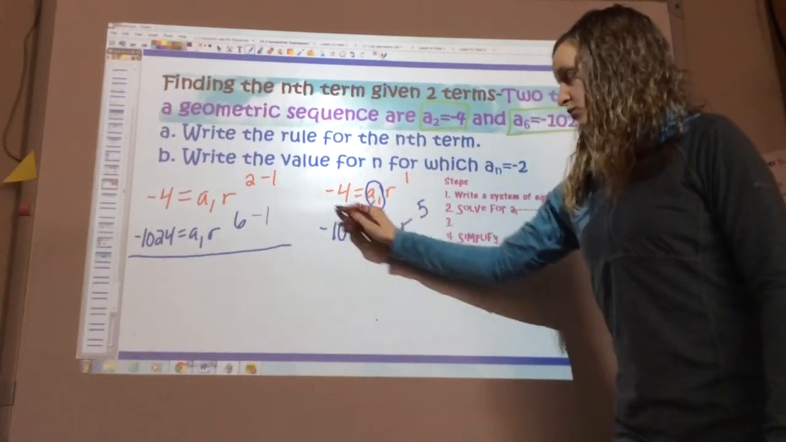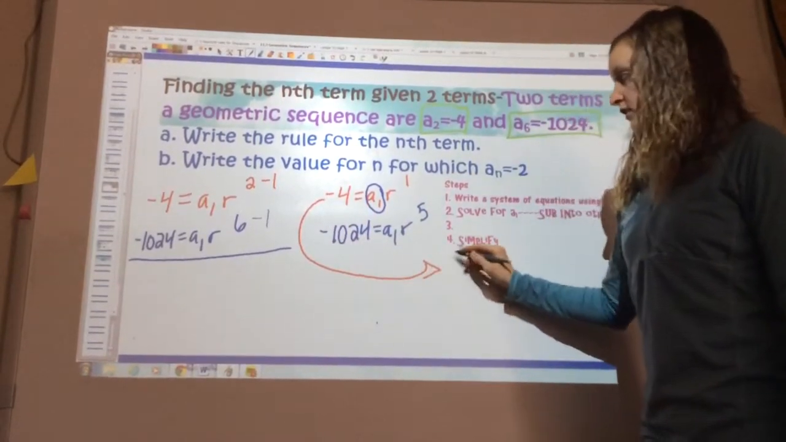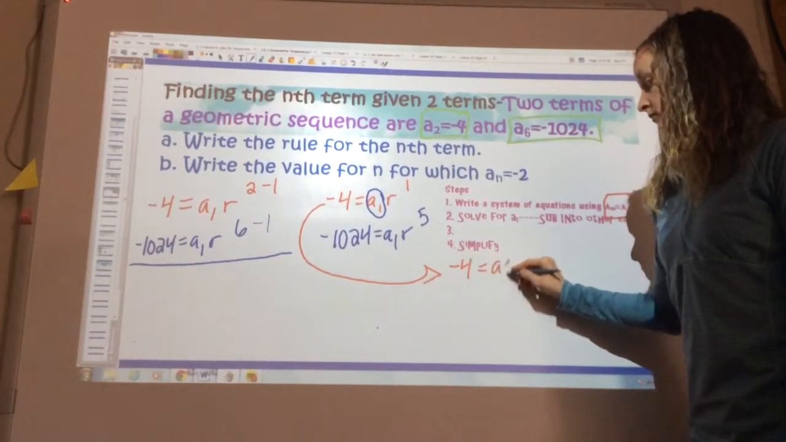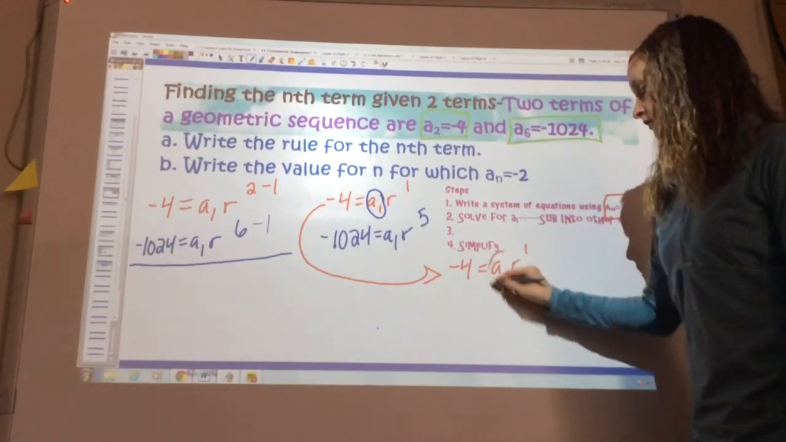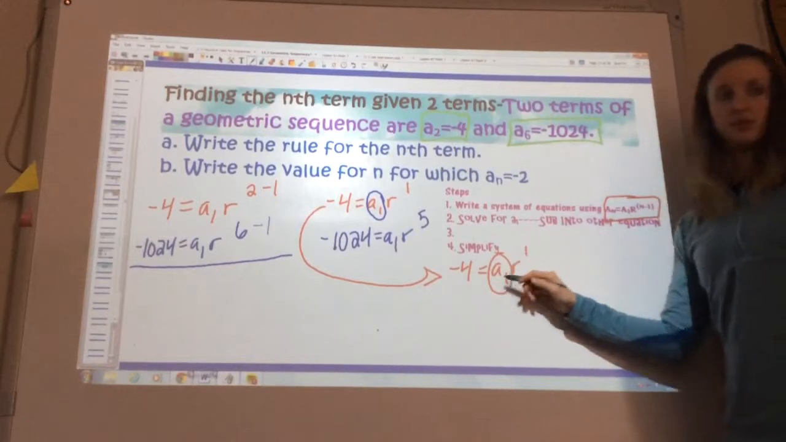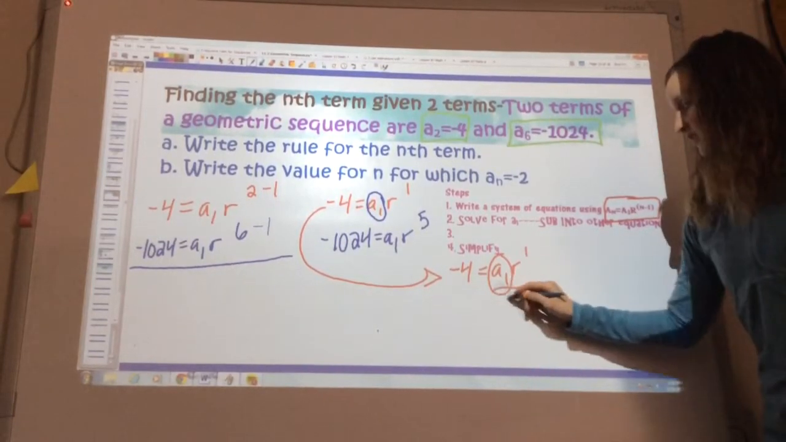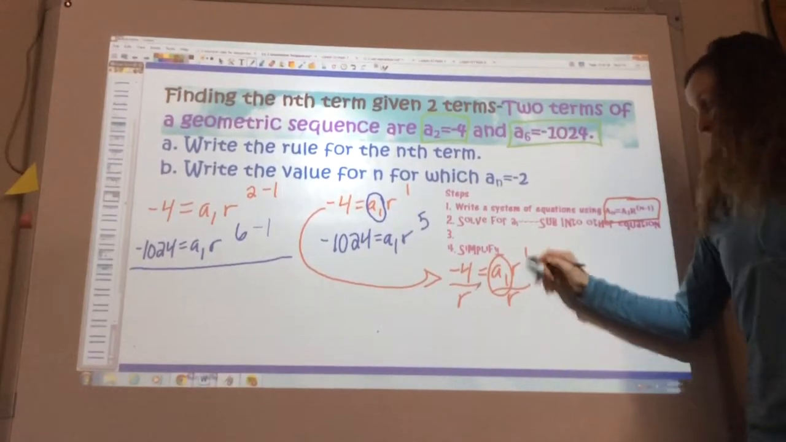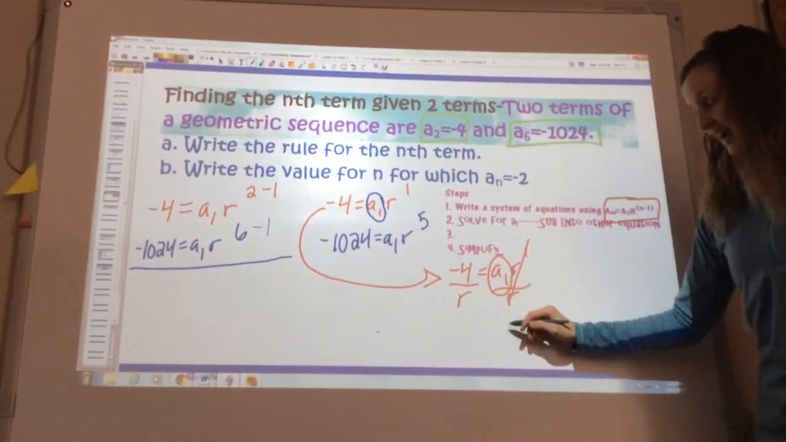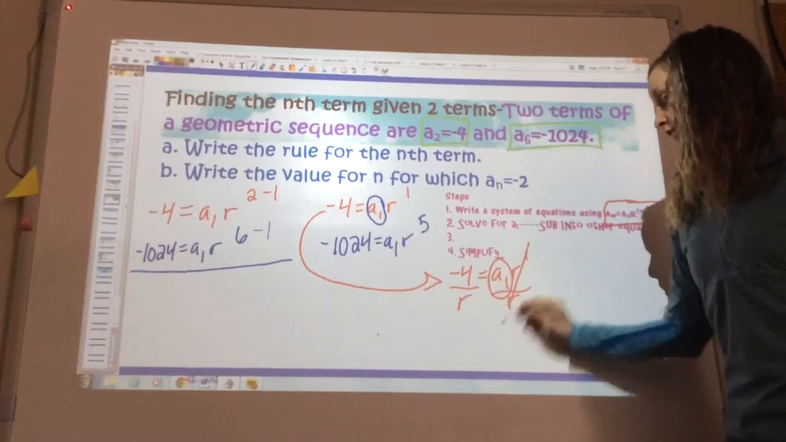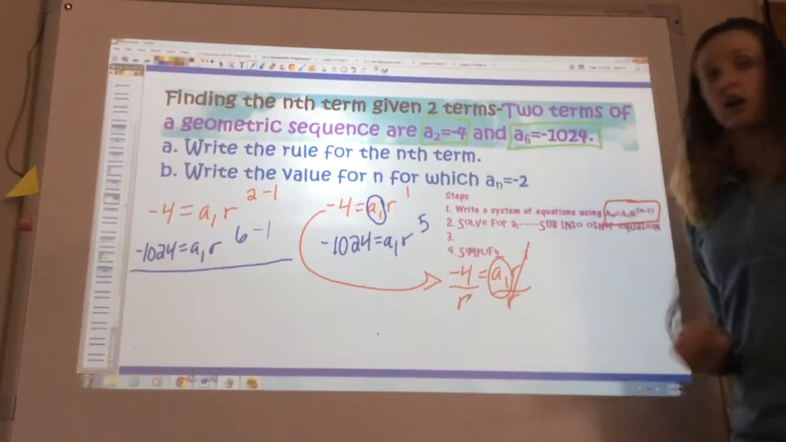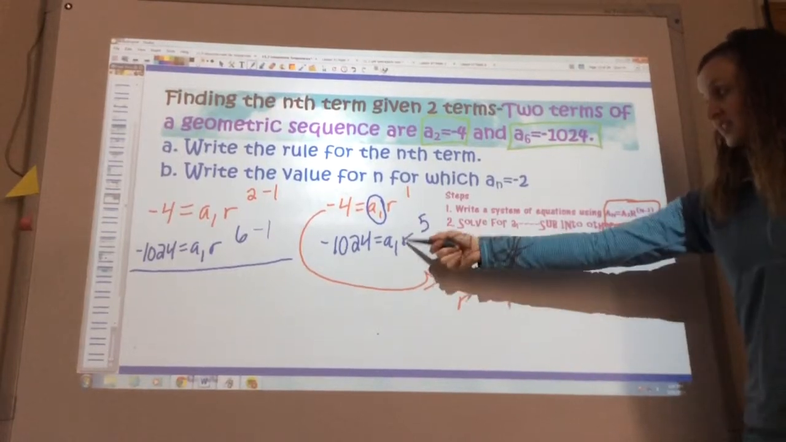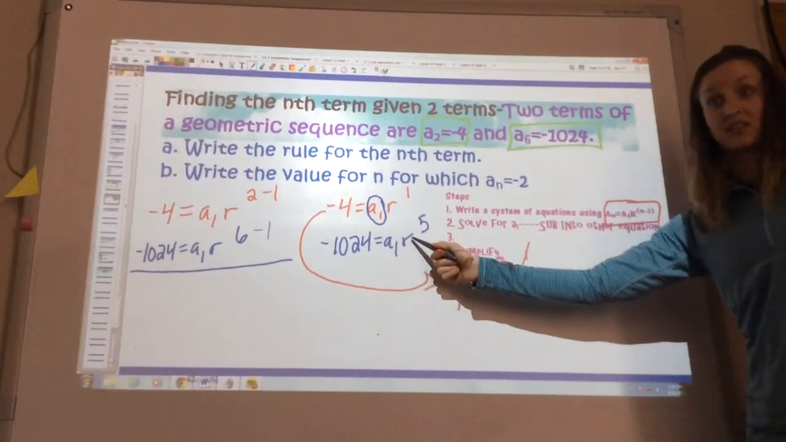How are we able to solve right here for a sub 1? How do we get it all by itself? What's happening between these two? Multiplication, opposite is division. So you guys agree that we just have to divide each side by r? That means a sub 1 is actually the relationship of -4 over r, right? You guys agree with that? So anywhere you see a sub 1, what are we going to plug into this second equation?